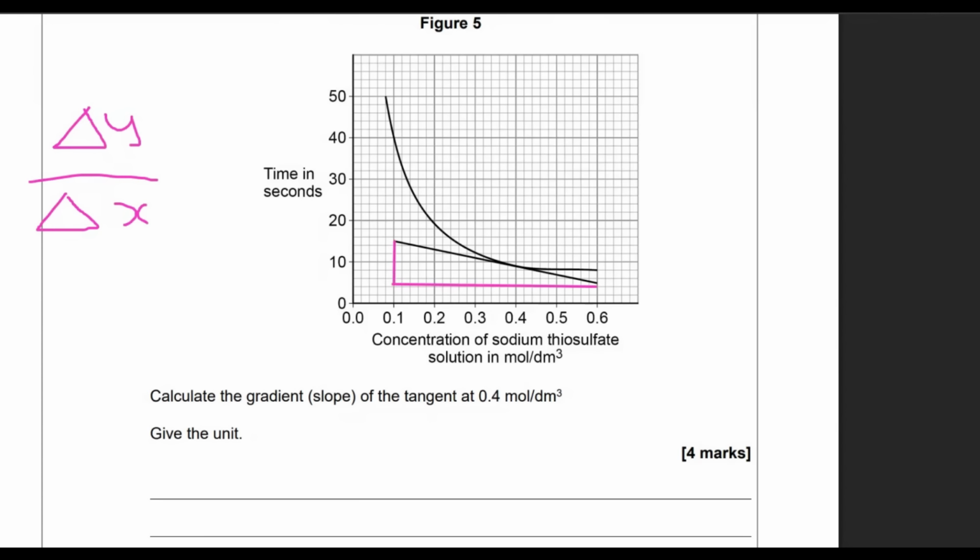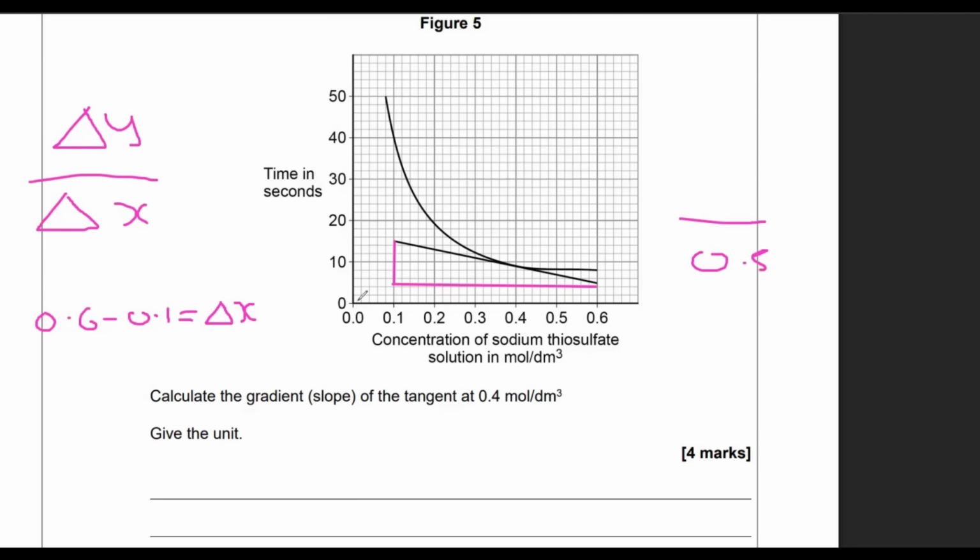It's easier to look at x first of all, because it goes from 0.1 to 0.6. So I'm going to do 0.6 minus 0.1 equals the change in x. So that equals 0.5. That's my change in x, 0.5. Now I need to do the y. This is a little bit more difficult because that is 4. Each one of these is worth 2.